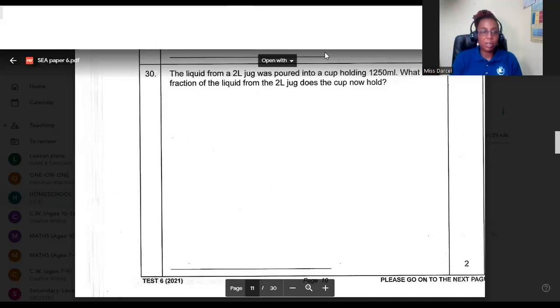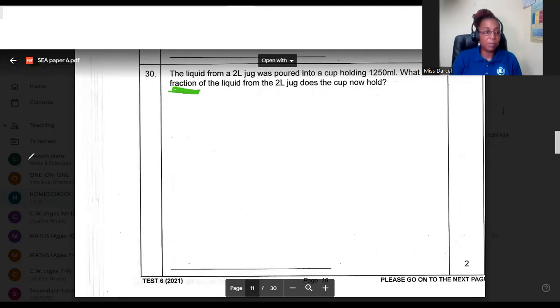All right, next question. The liquid from a 2-liter jug was poured into a cup holding 1,250 milliliters. What fraction of the liquid from the 2-liter jug does the cup now hold? This is important. The answer has to be in fraction form. Don't put a decimal. Don't put a whole number. Definitely don't put a percentage. What fraction of the liquid?